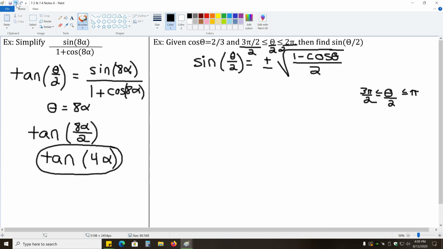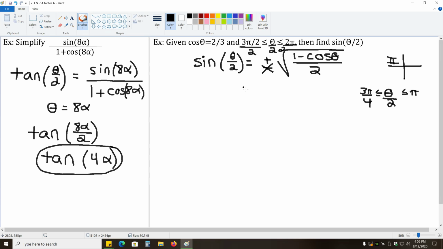Sorry, I made a typo here. Let me fix this. 3 pi over 4, sorry. So 3 pi over 2 divided by 2 would give us 3 pi over 4, and that's our range for theta over 2. Because we're finding sine of theta over 2, we need to know what quadrant theta over 2 is in. That will tell us whether sine is positive or negative. So it's not based on theta, but based on theta over 2. Because theta over 2 is between 3 pi over 4 and pi, that means it's in quadrant 2, which means sine is positive. We do not want the negative answer.